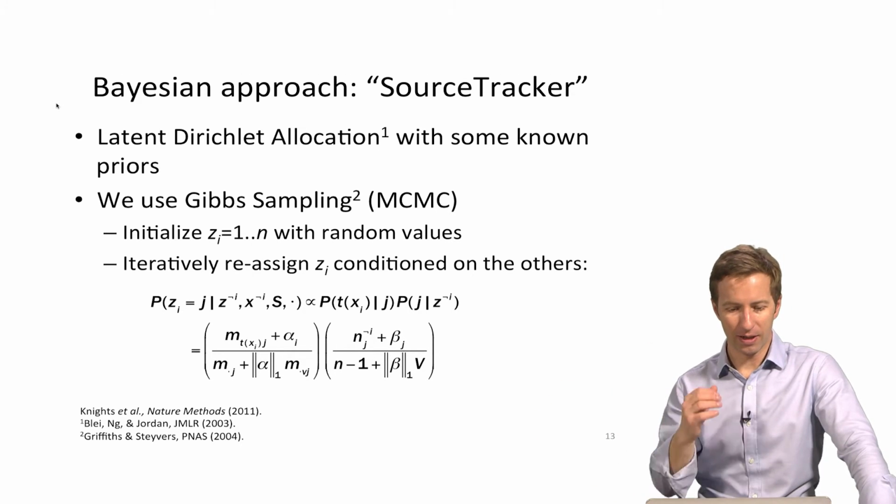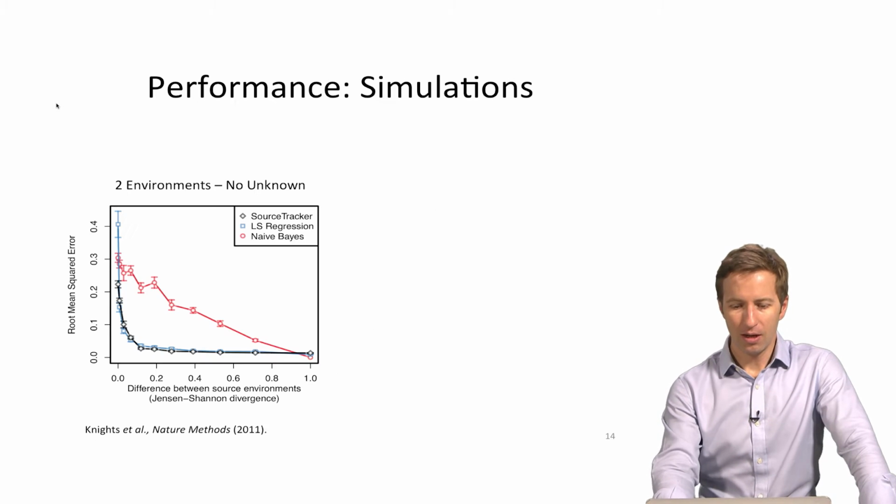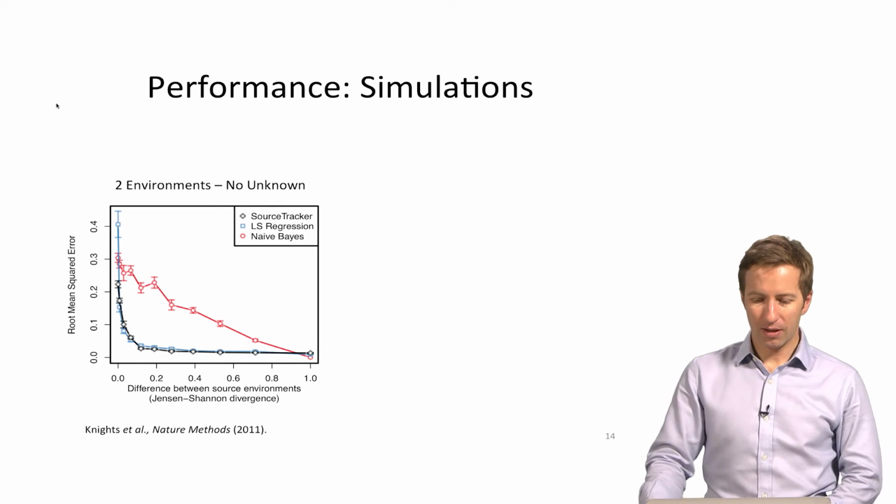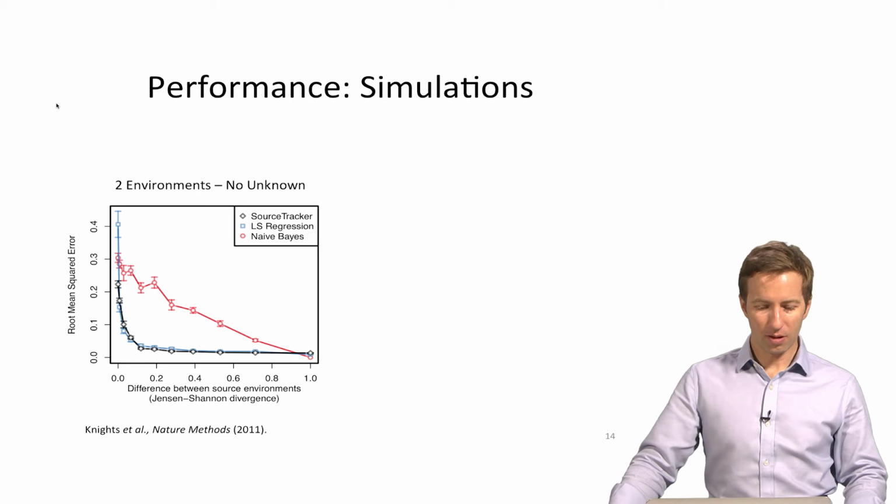And then you just keep iterating on this and updating it every time. So anyway, we simulated the same data and ran it through Sourcetracker, which uses the latent Dirichlet allocation.